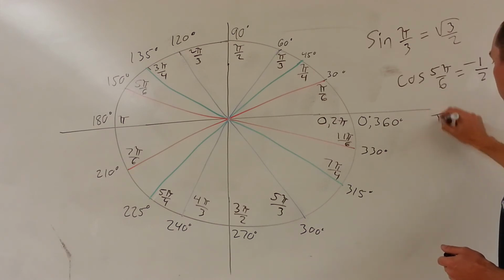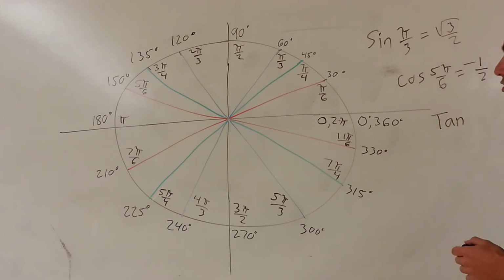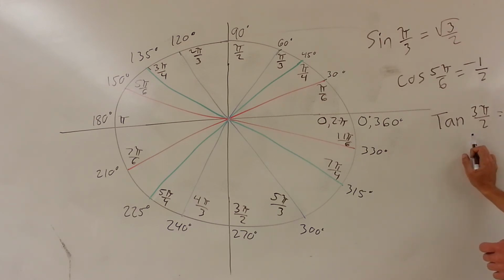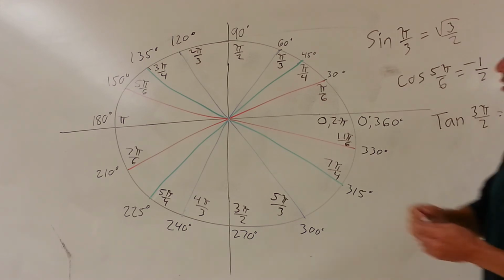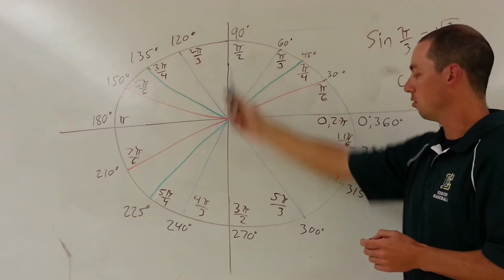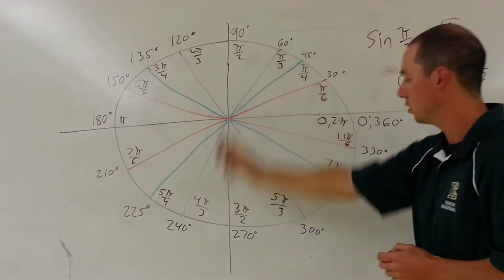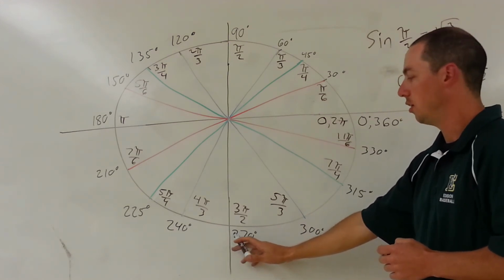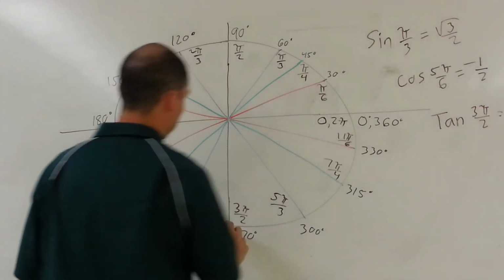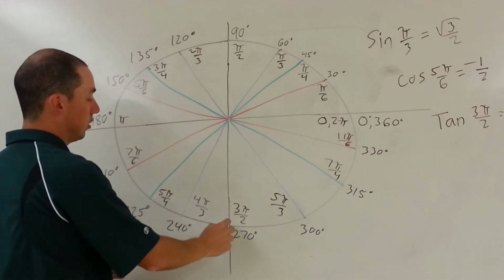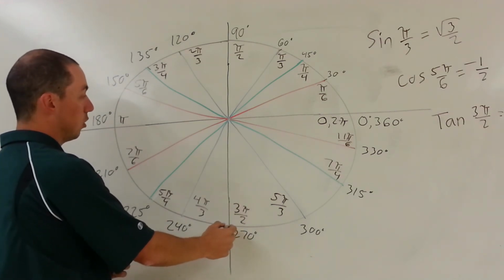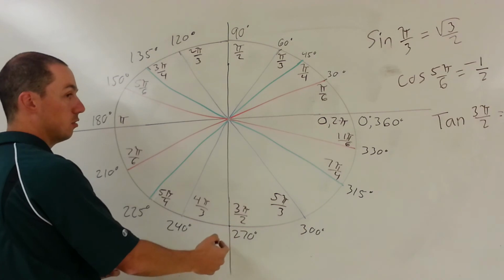Let's go tangent, love tangent. Tangent of 3 pi over 2. See, denominator is 2. You know it's going to be either the top 90 degrees or the bottom 270 degrees. 3 pi over 2 is here. Tangent at this point. Well, tangent is sine divided by cosine. Here, sine is -1, cosine is 0. -1 divided by 0 is undefined.